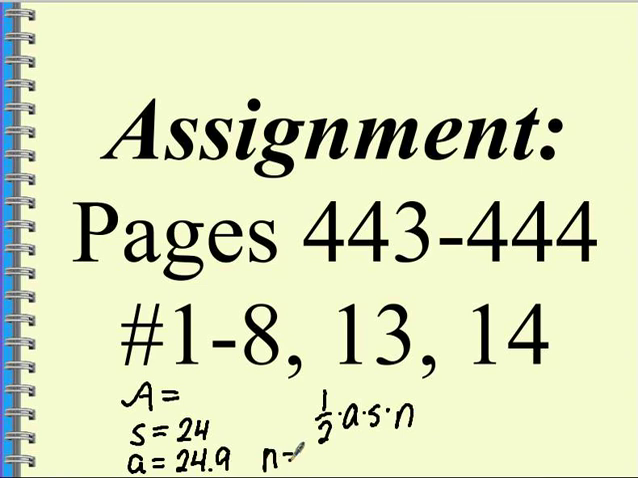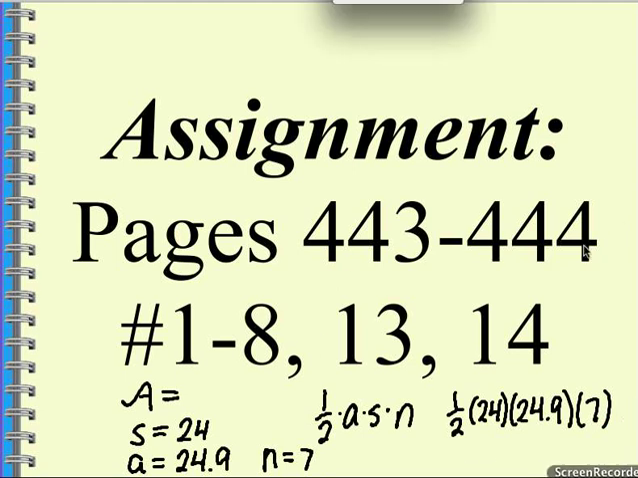7. N is 7. How did you get the N? You had to count the sides. Based on the figure they give you, you're going to have to count the sides and add that N in. Then it's just a matter of 1/2 times 24 times 24.9 times 7. You calculate that, and you're done. Questions? Okay, that's it for today.